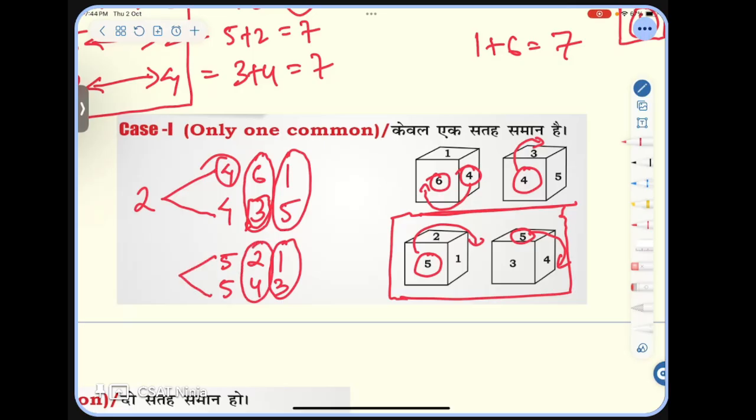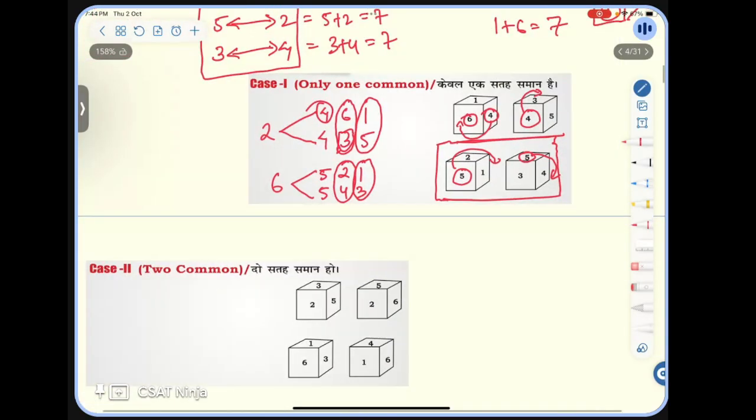of 5 is how much? What is left out? We have 1 here, 2 here, 3 here, 4 here, 5 here. The other one is 6. So the opposite of 5 is 6. Yes, correct. Now, the other case can be like this.